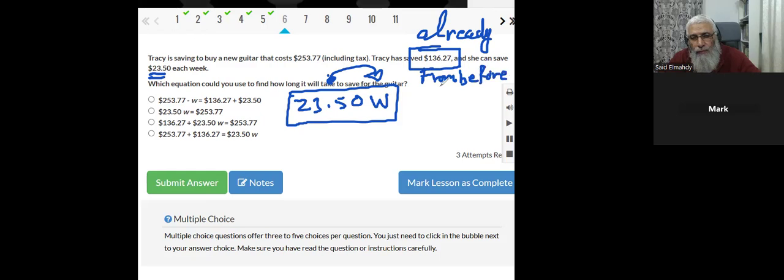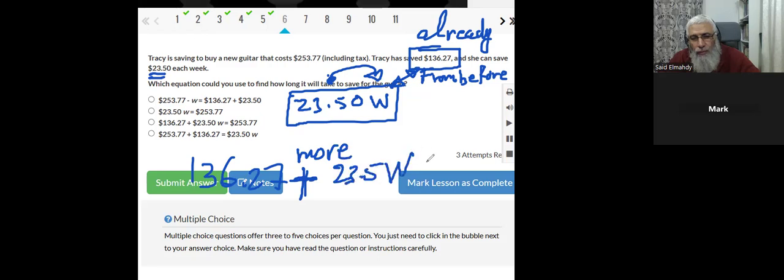So what do we need to do after this? Add those. She already has 136.27 and adds to it the 23.50 she will save each week, multiplied by the number of weeks. This will give the total cost, which is 253.77.